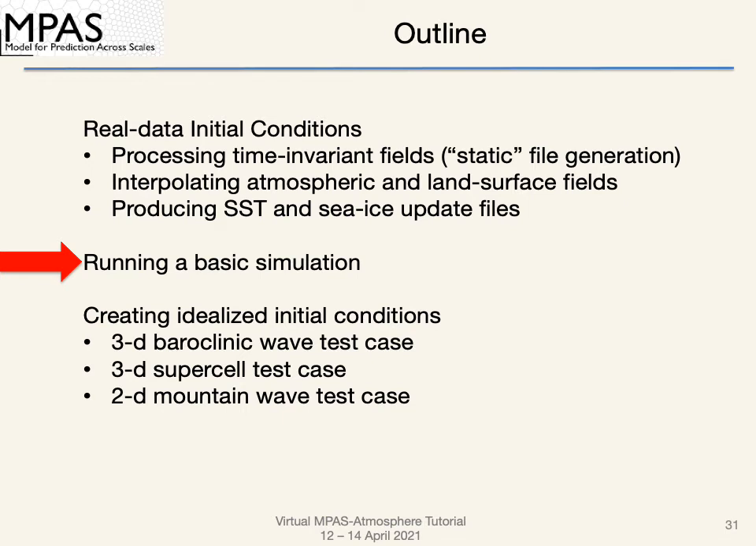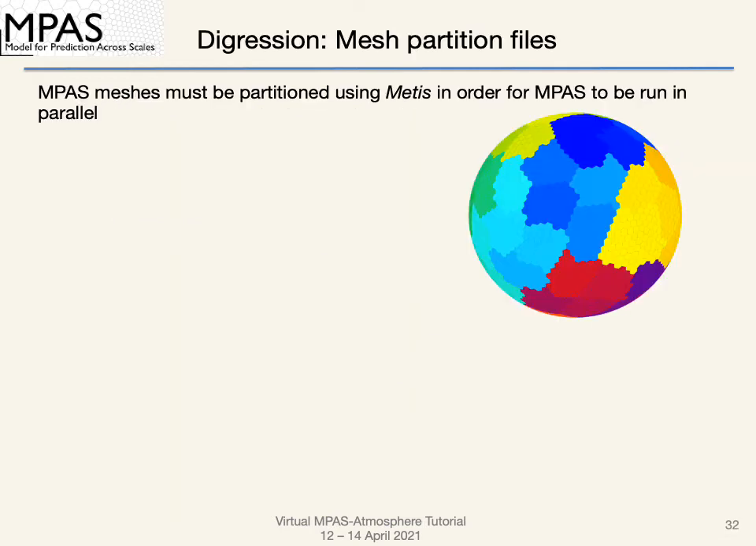So now that we've produced initial conditions and optionally an SST and sea ice update file to be used in our simulation, we're ready to run our first MPAS simulation. But first we need to digress a bit and talk again about these mesh partition files. While creating initial conditions is something that can usually feasibly be done with a single processor, running the model is a much more computationally demanding application. And so almost invariably, you'll want to use multiple processors when you run a model simulation of any reasonable resolution.